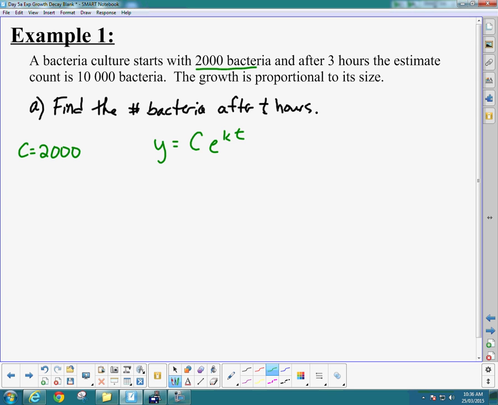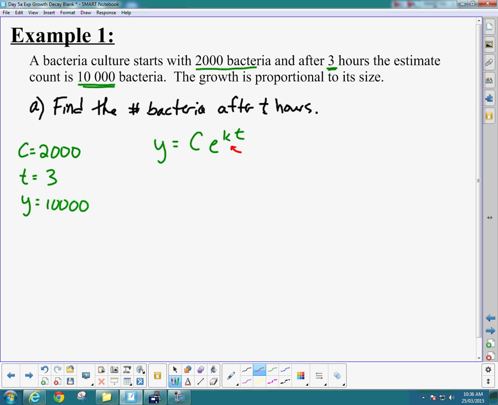What else do we know? Well, we know the t part. The t is after 3 hours. Well, at least in this snapshot, t is eventually going to be just blank, but in this snapshot, we're going to use the 3. And we also know that the count right now, after 3 hours, is 10,000. So y is 10,000. What's missing, and probably the most important part of this formula, is the k.